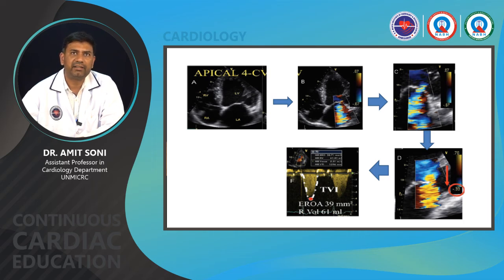This is an apical 4-chamber view. This is the regurgitant jet of mitral regurgitation, and this is how we zoom it, and we will calculate the TVI, effective regurgitant orifice area and regurgitant volume.